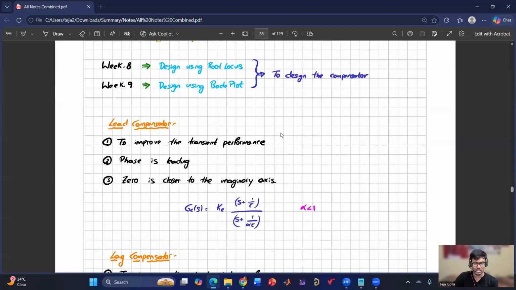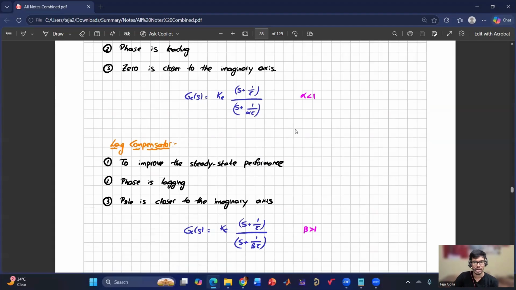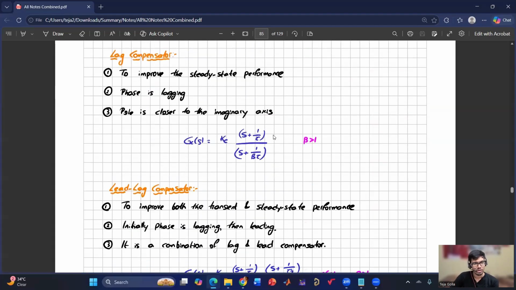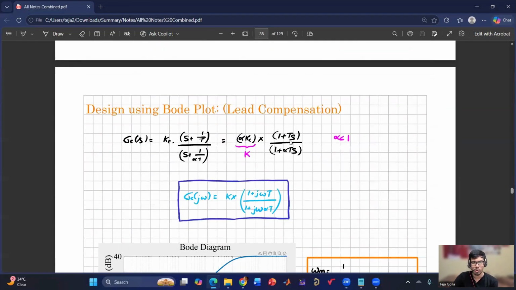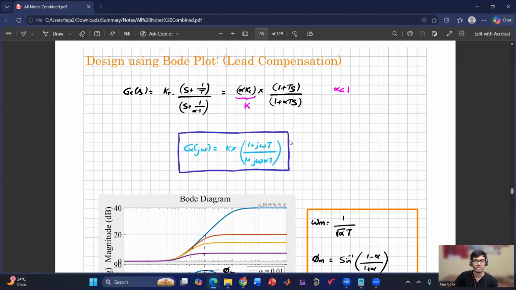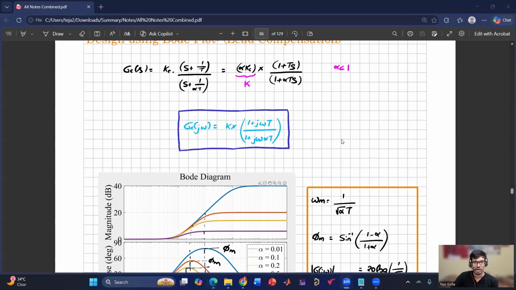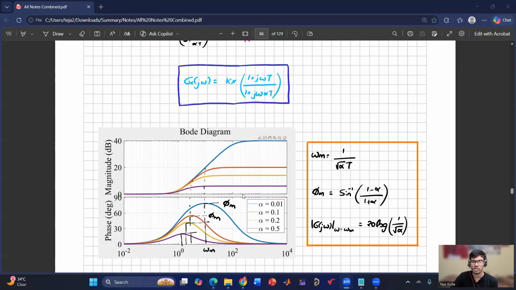First we discussed the lead compensator. Then we discussed the lag compensator. If we have lead as well as lag, then what about the lead-lag compensator? So all three compensators we have designed using the Bode plot. We started with the lead compensation, and we saw what lead compensation does to the Bode plot, and by changing alpha, what exactly changes.